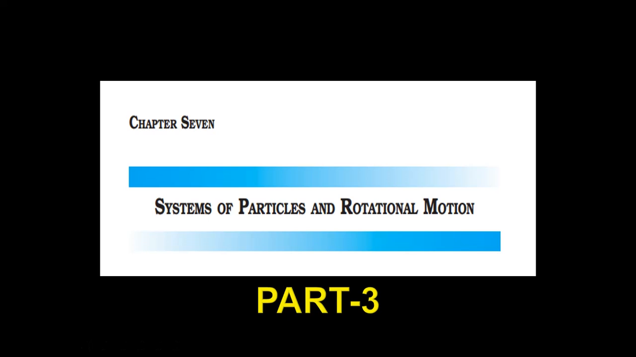Hello students, welcome to the third part of chapter 7, system of particles and rotational motion. So we are explaining the properties of the vector product or cross product. To understand the vector or cross product, you need to understand matrix and determinant. So let us start with matrix.